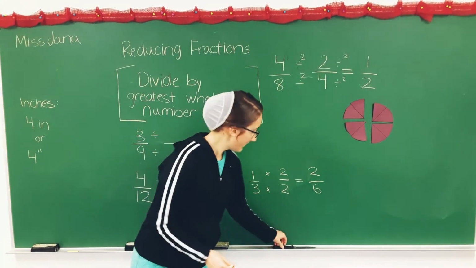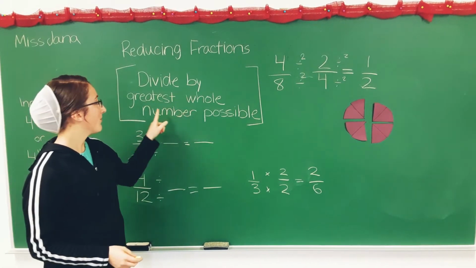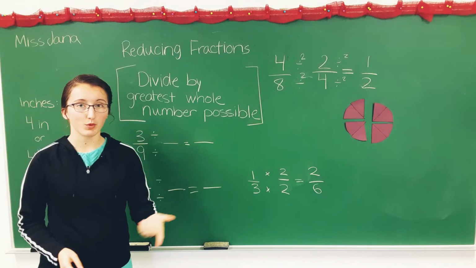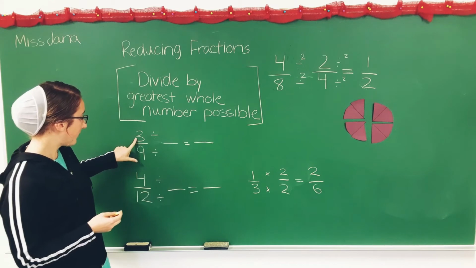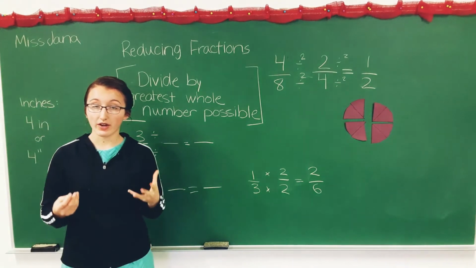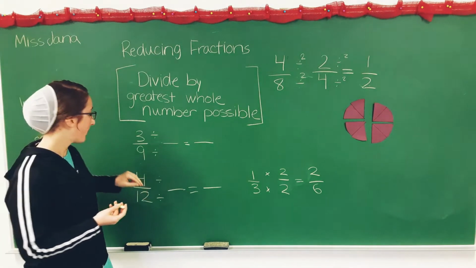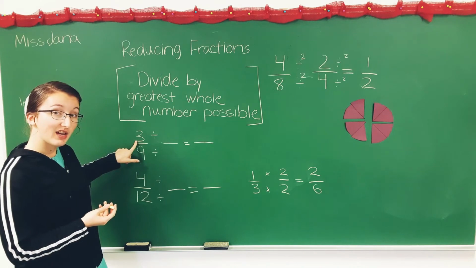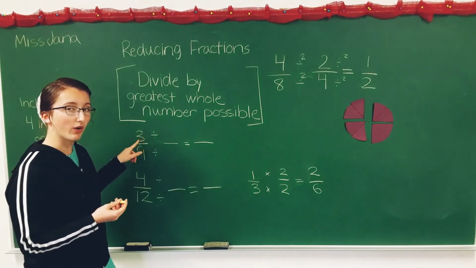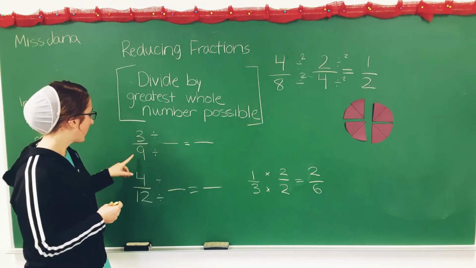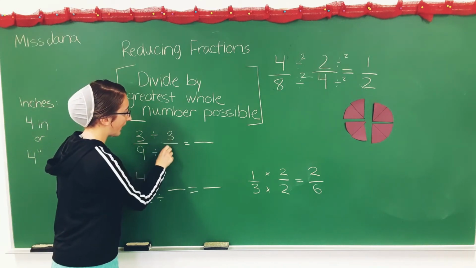So when we reduce fractions, we're going to divide them by the greatest whole number possible. So the greatest whole number that we can possibly divide them into. So 3 and 9, what's the greatest number that we could divide both of these numbers by? So 3 can get divided by 3. That's the biggest number, right? Because you can't divide 3 by 4, that's impossible. But 9 divided by 3 works too. So we can use the whole number 3.